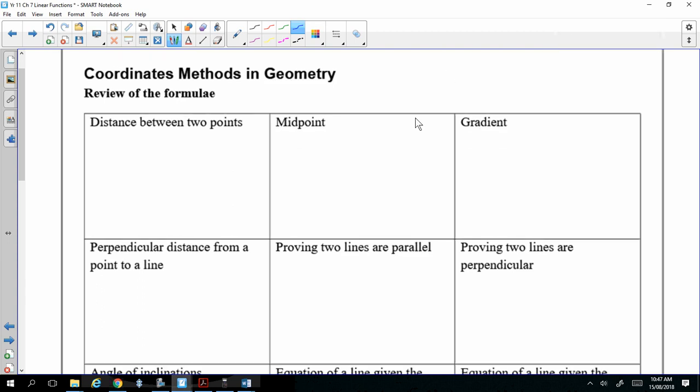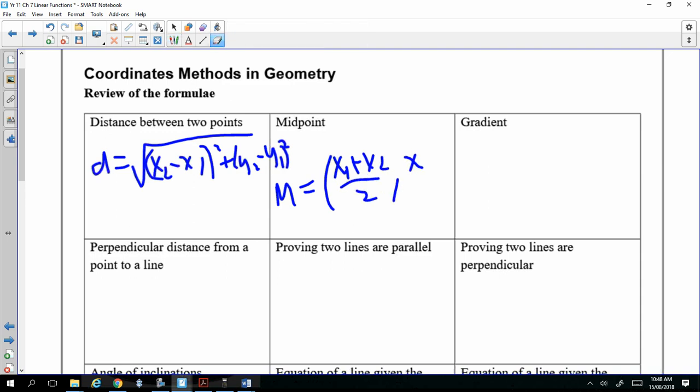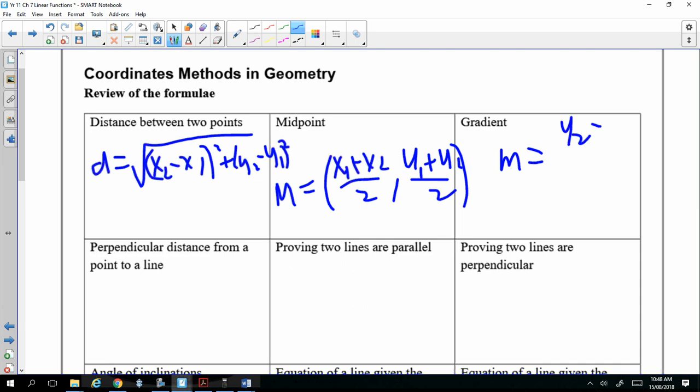All right, distance between 2 points. That's the distance formula: x2 minus x1 squared plus y2 minus y1 squared, all square rooted. This is like a summary. Okay. Midpoint is capital M for midpoint: the average of the x's and the average of the y's. And the gradient will be small m, y2 minus y1 over x2 minus x1.